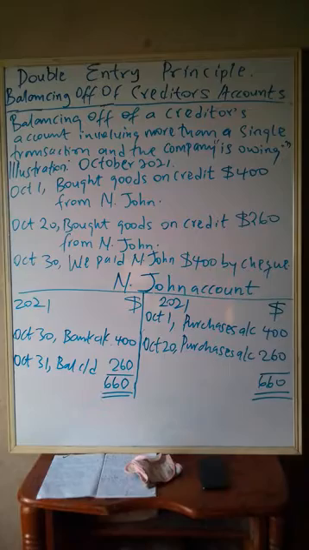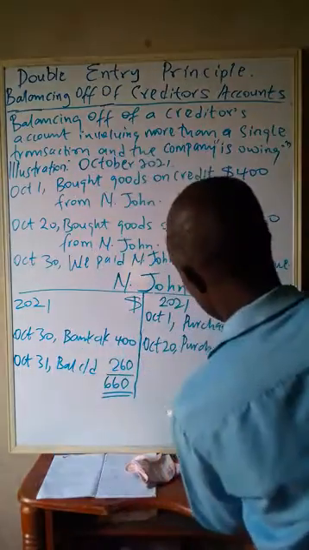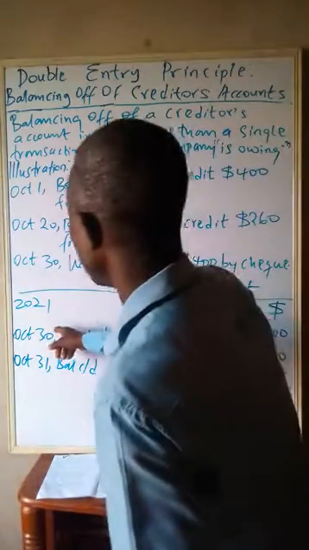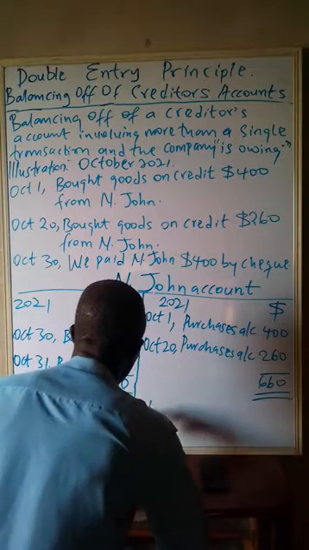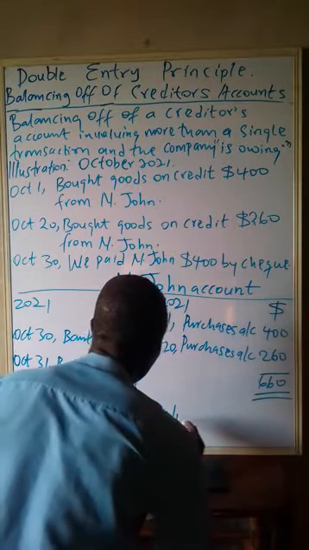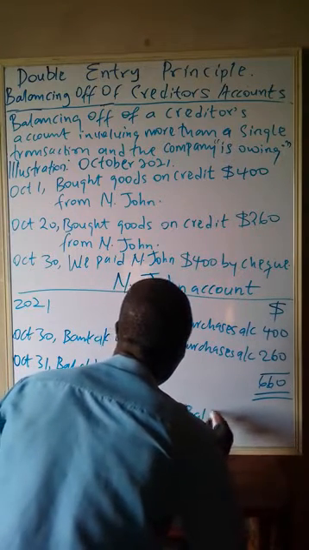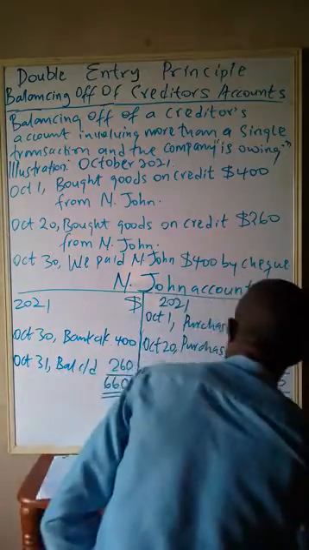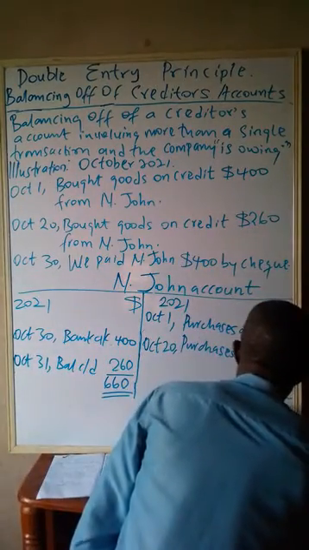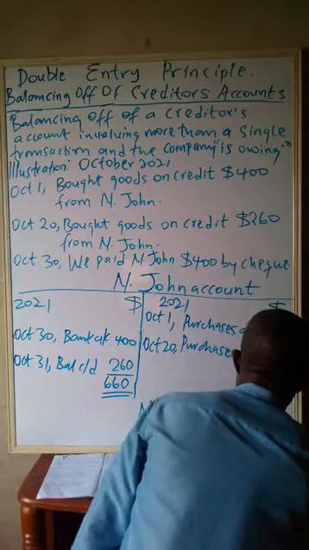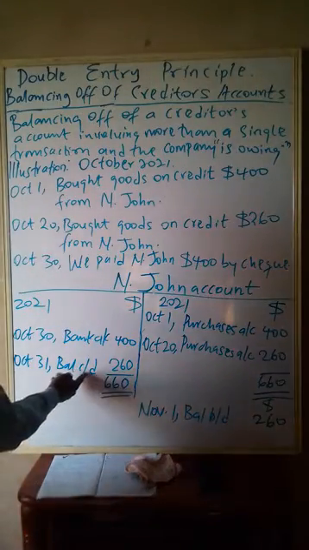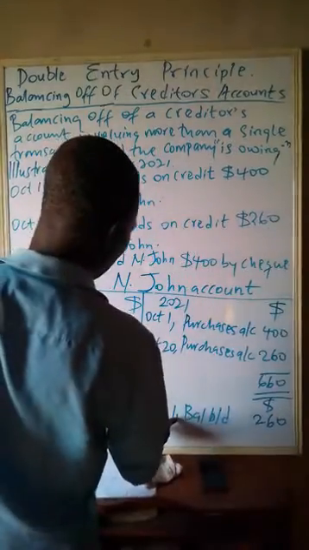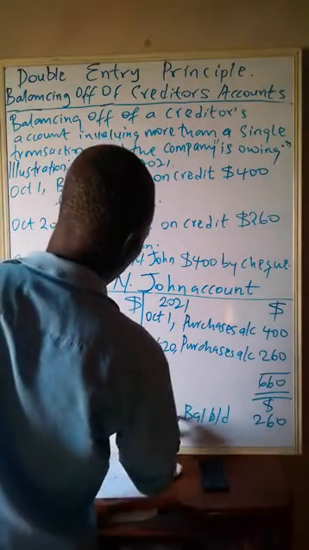You have the balance, but what else? This balance has to come to the next period. What is the next month after October? That is November. That's going to be November 1st, balance BD. What's balance BD? $260. At the closing, it is balance CD. At the opening, it is balance BD.